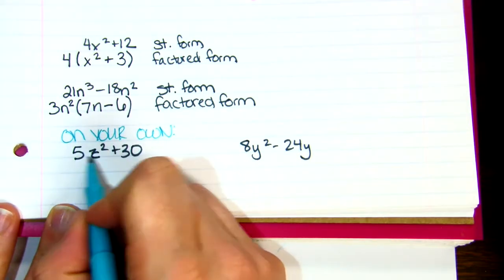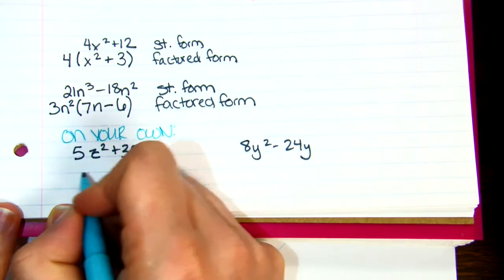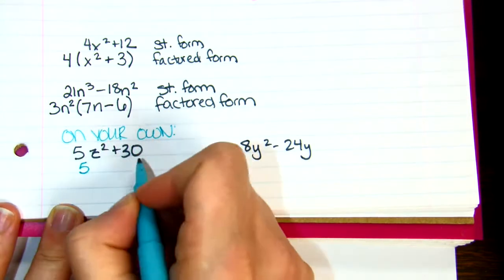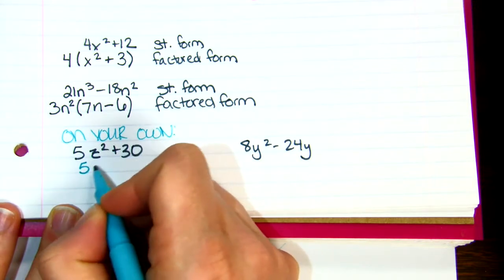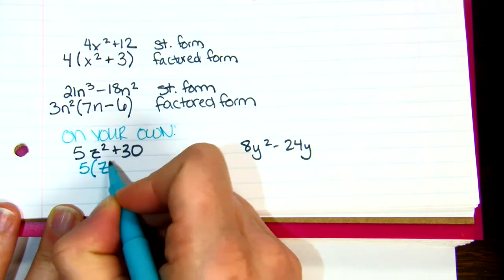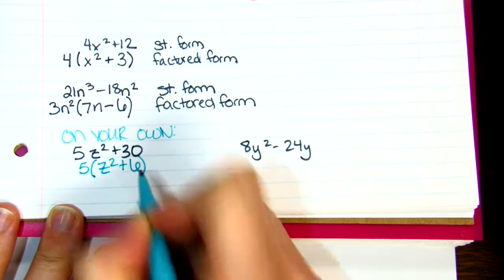Okay, so 5z squared and 30, the greatest common factor with the numbers is a 5. 5 goes into 5 and 5 goes into 30. This term doesn't have a variable, so there isn't a variable in the greatest common factor. What's left behind is a z squared plus a 6.